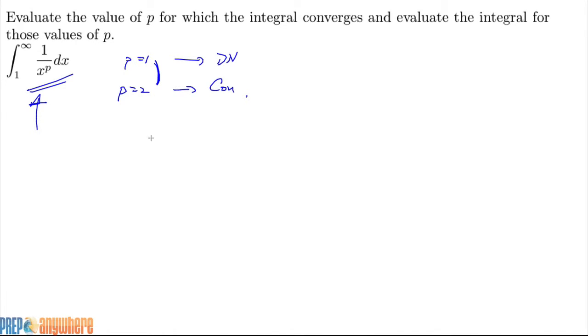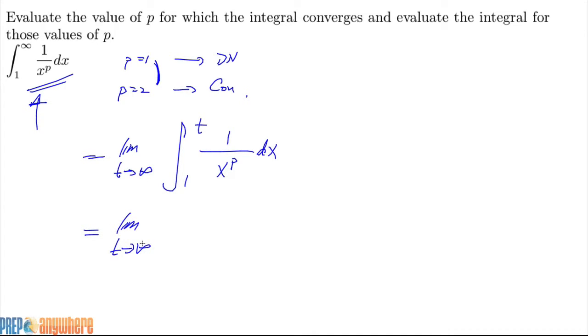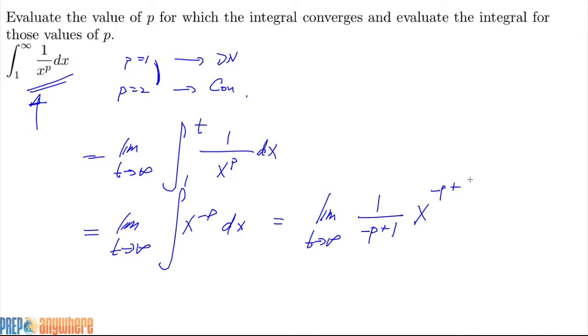Okay, so let's do this. This is an improper integral, right? Set as a limit question, 1 to t. This is x to the power minus p. The antiderivative of that will be 1 over minus p plus 1, x to the power of minus p plus 1, right? And in here we gotta plug in 1 and t.